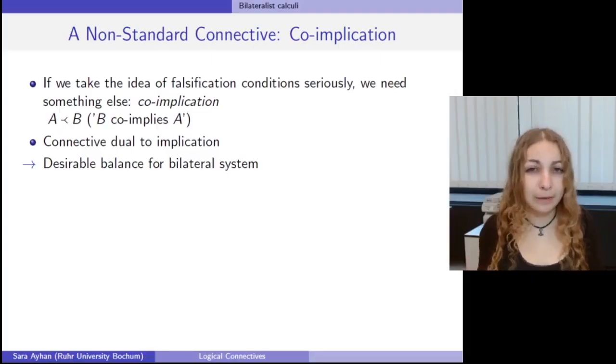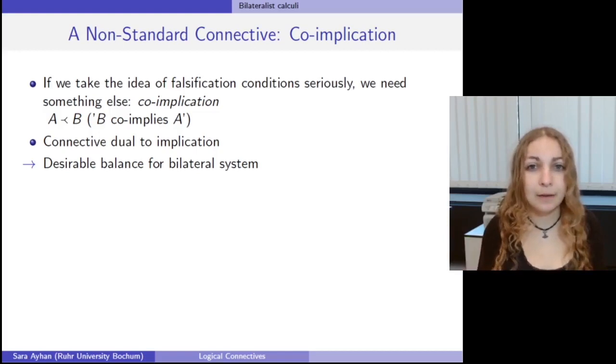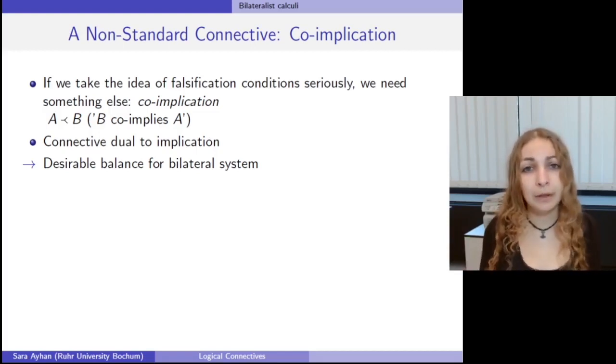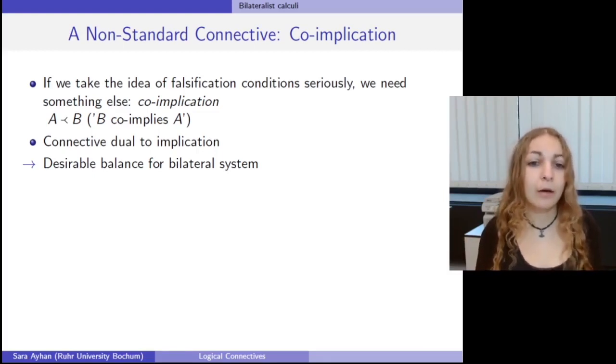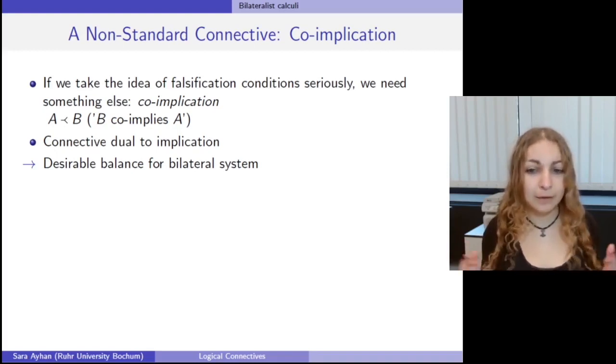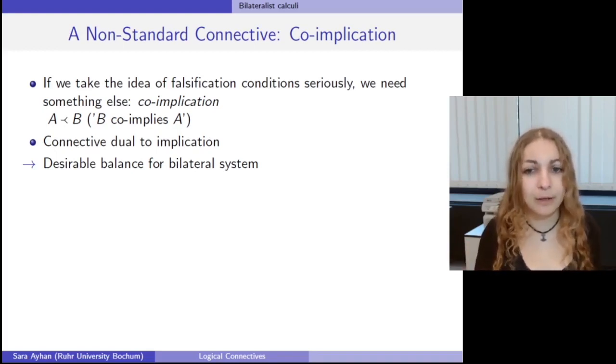And one curiosity that arises in our system here, which is also why I wanted to choose it as an example for this introduction about logical connectives, is that here we have a non-standard connective, which is called co-implication. This is a connective which is supposed to be dual to implication. Why do we get this? Well, if we take this idea of falsification being equally important and primitive as verification seriously, then we need this to get the balance that we want in our bilateral system.